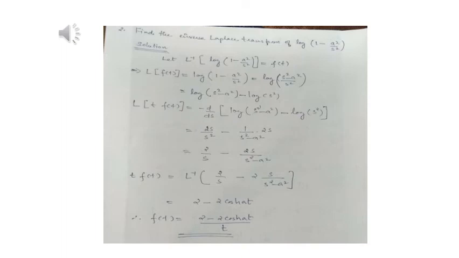Then minus, for the first term, that is log of (s square minus a square), it is 1 by (s square minus a square) into the derivative of s square. The derivative of s square is 2s. So it is minus 1 by (s square minus a square) into 2s.